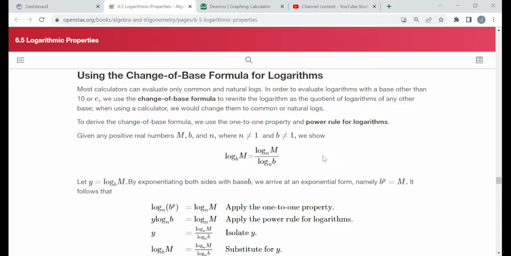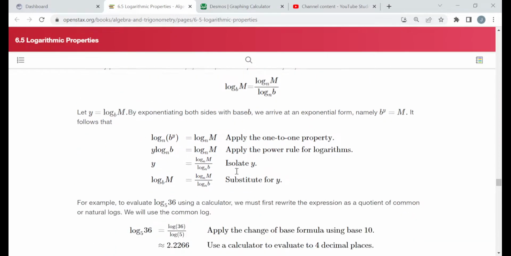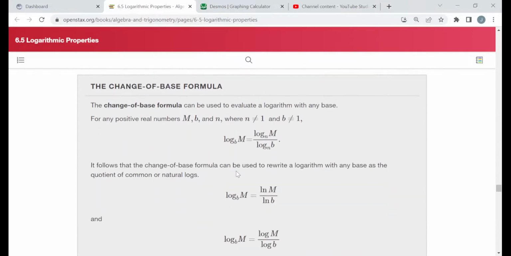Alright, so before I actually get into examples here, I want to talk about what is this change of base formula. Now they have it written out here and a little proof of it, and also in this box here. Alright, so I'll read it out. I'll also write it and talk a little bit more about it.